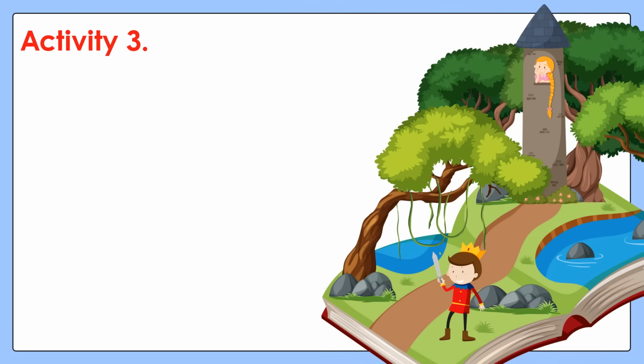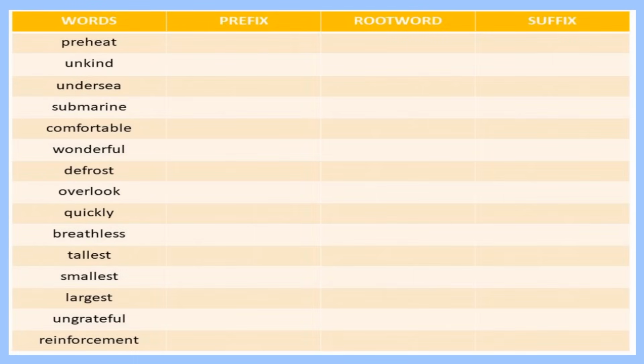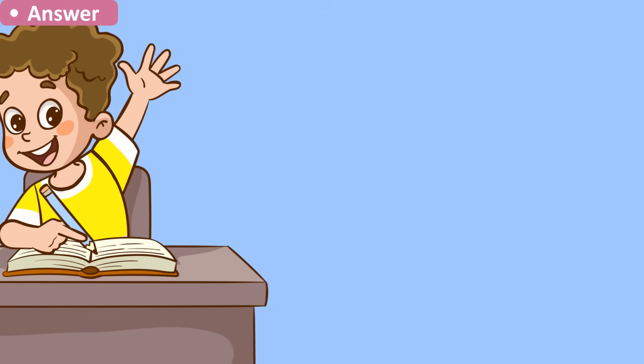Let's have activity number 3. Complete the affixation table, noting that not all words have each part. Simply write NA or not applicable when necessary. Here are the words: preheat, unkind, undersea, submarine, comfortable, wonderful, defrost, overlook, quickly, breathless, tallest, smallest, largest, ungrateful, and reinforcement. And here are the answers.